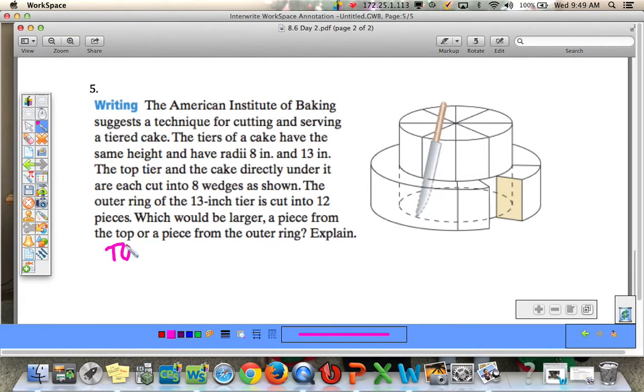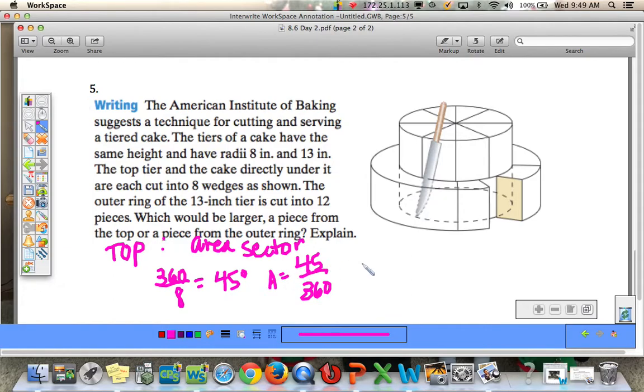The top first. The top would be the area of the sector. And the area of the sector, we're going to take 360 divided by 8. So each of those is 45 degrees. So that would be 45 over 360. So here's area now. Times pi times 8 squared. And that area would be about 25.13 inches squared. Okay, so that is the area of one of the top slices.